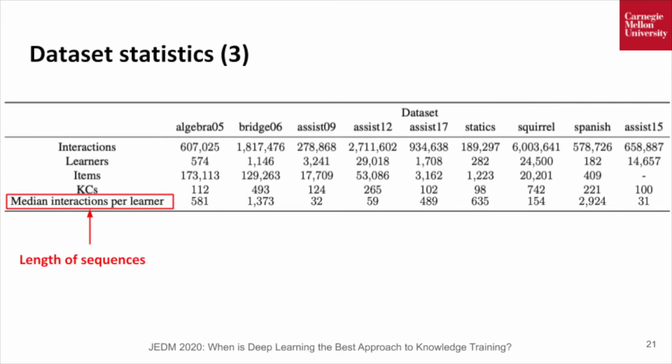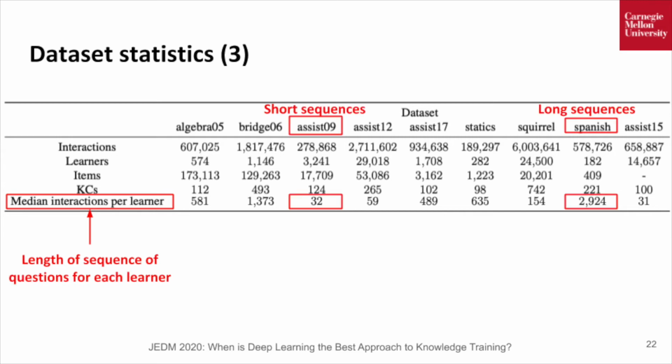The second characteristic of a dataset with a significant impact on performance is the number of interactions per learner. You can think of this as the length of a sequence of questions that each learner solves. The Assessments 2009 dataset contains short sequences. Each student solves an average of only 32 questions. In comparison, the Spanish dataset contains long sequences. Each student solves an average of about 3,000 questions.